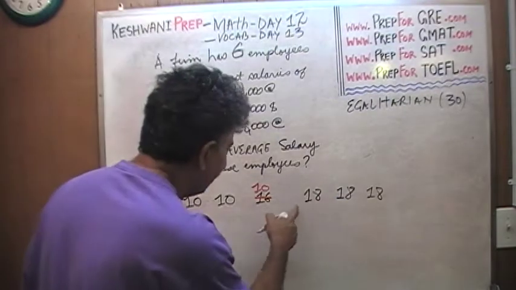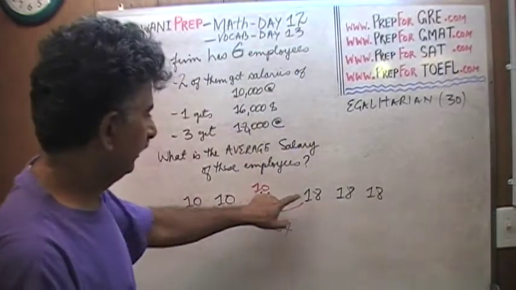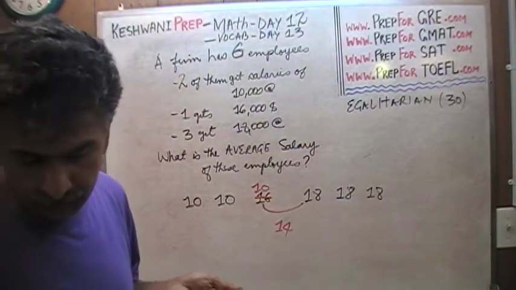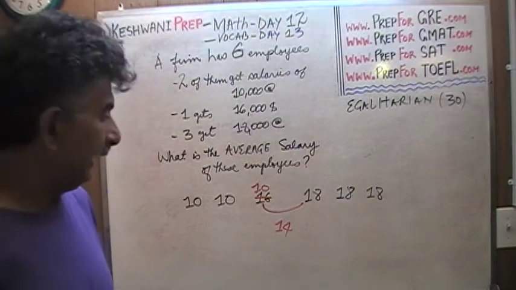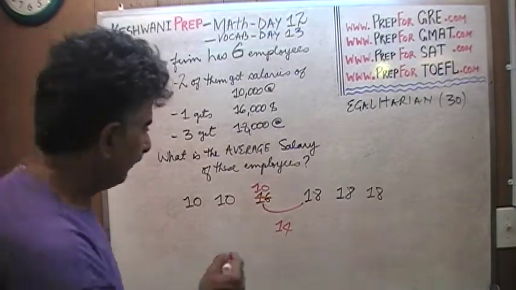The average would have been the middle of these two things. The middle of these two is 14: 4 from here and 4 from there. But we do not have 10, we have 16. We have 6 more.